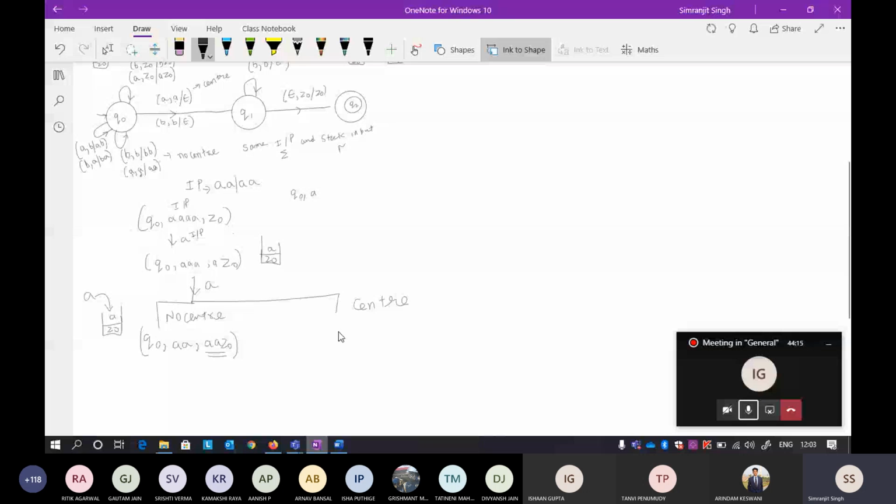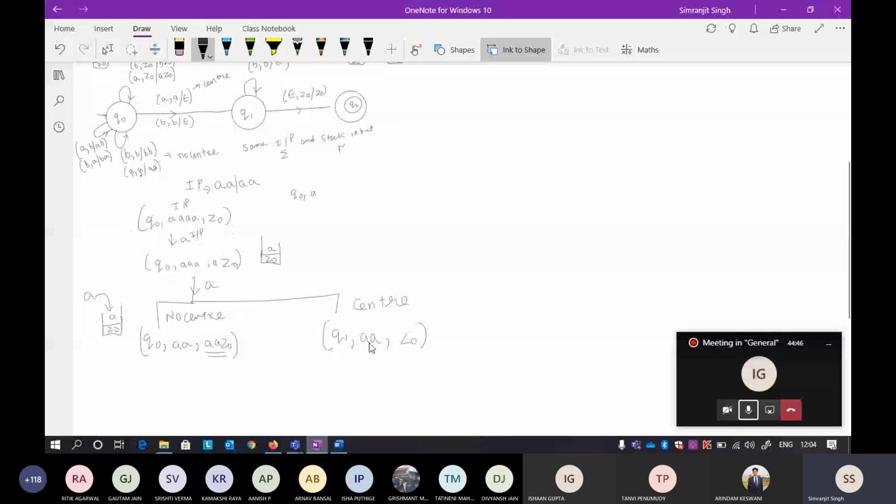Now it will go towards the state q1. It is saying it will pop the A. So by popping the A, the inputs are consumed as 2 A's are consumed, and it will become only a Z naught. Now at q1, it is standing at q1 and the stack is not empty, so it cannot go further there, it will always just sit here.